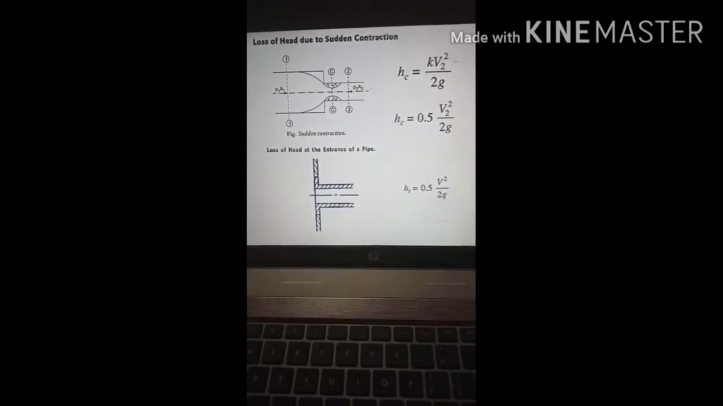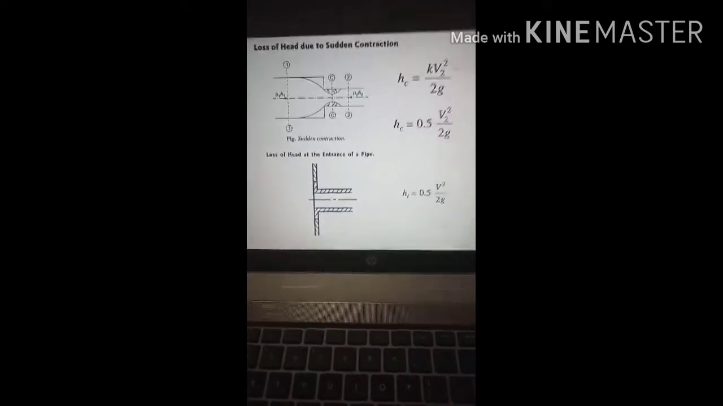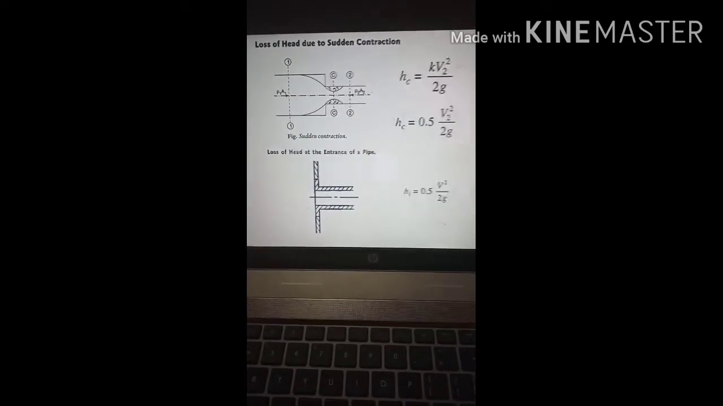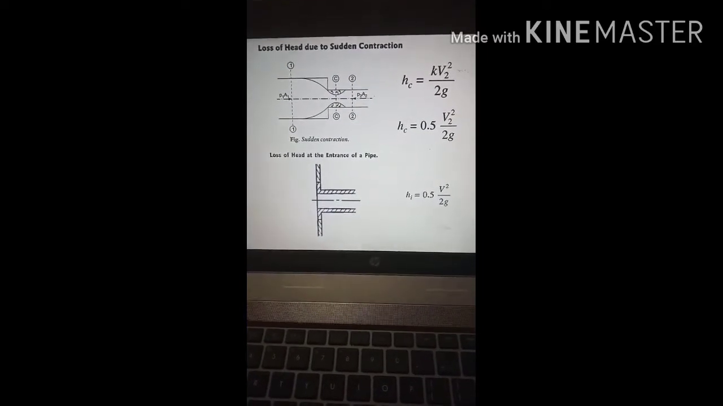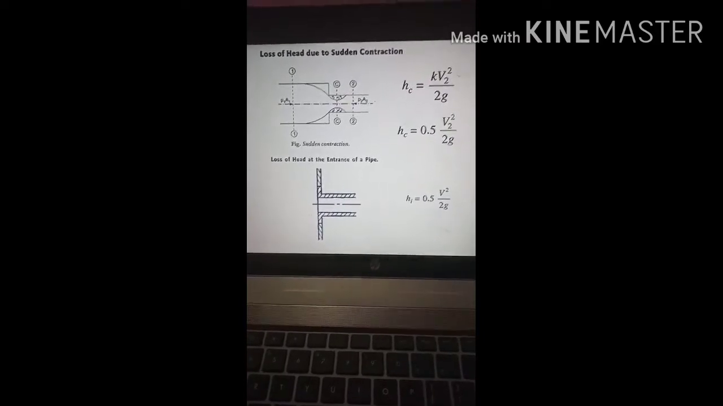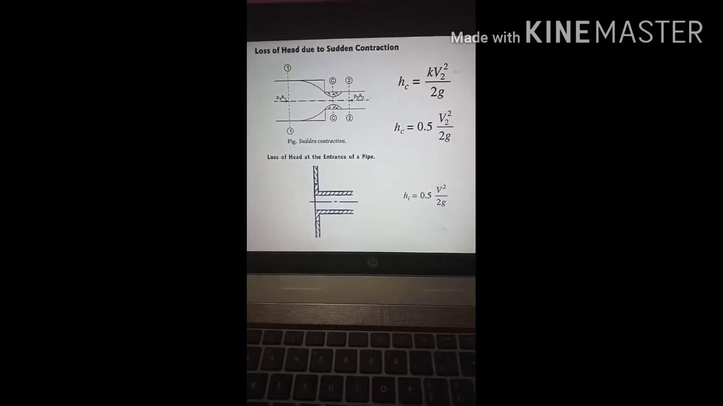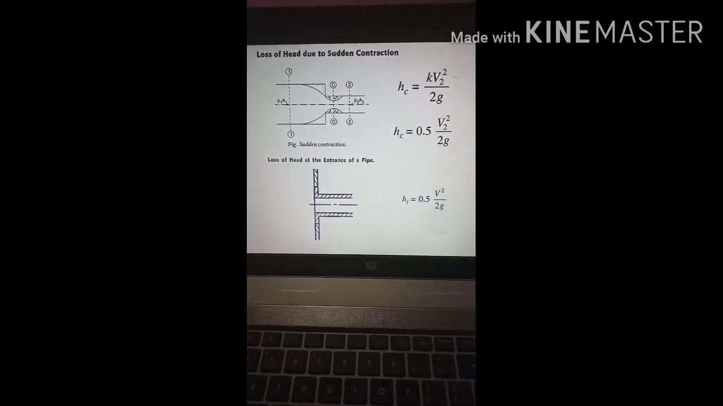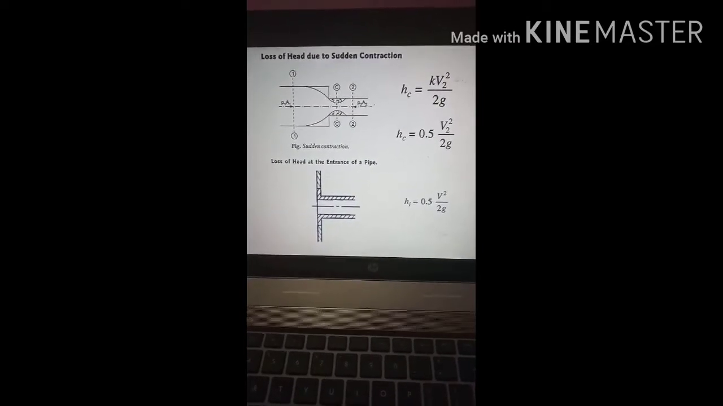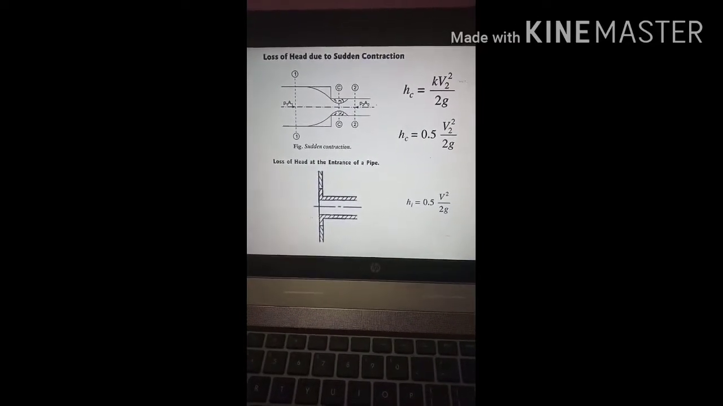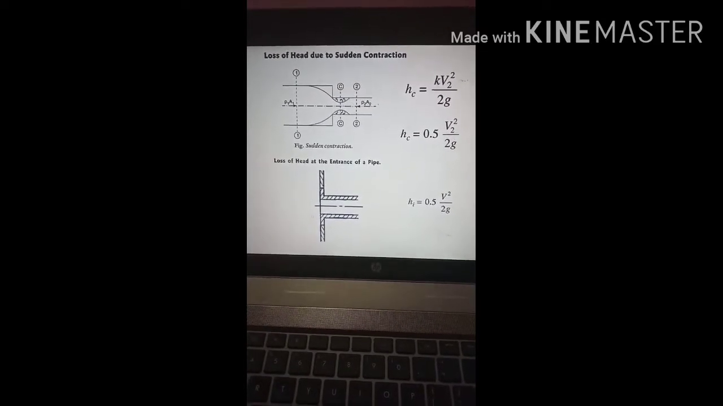In this case the loss of head is given by a formula. There is a derivation for it, but let us see only the formula, which is given as hc for head loss due to contraction as 0.5 V2² / 2g. Remember this formula. In most cases the value of K, which is a constant, is taken as 0.5. Hence the loss of head due to sudden contraction is hc = 0.5 V2² / 2g, where V2 is the velocity in the smaller pipe.